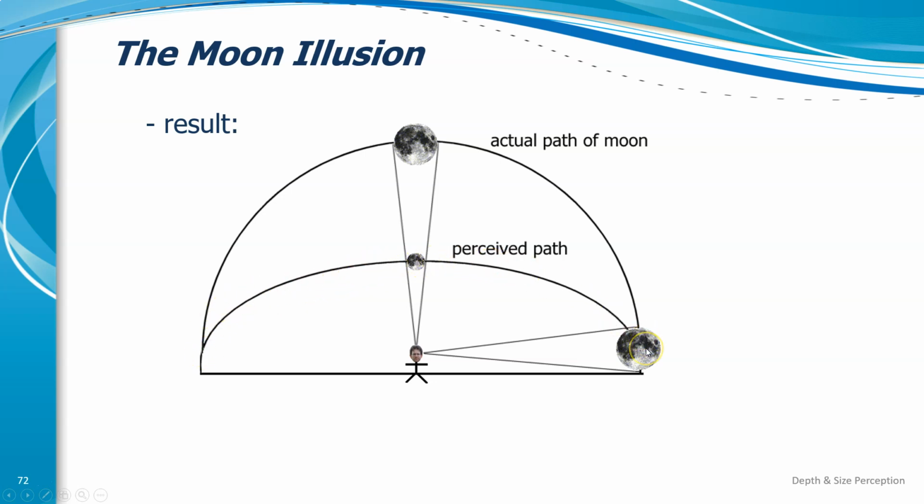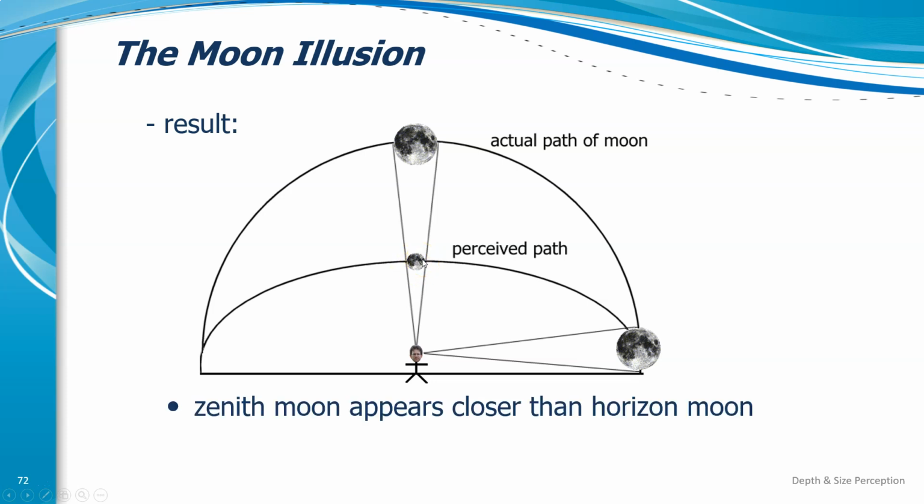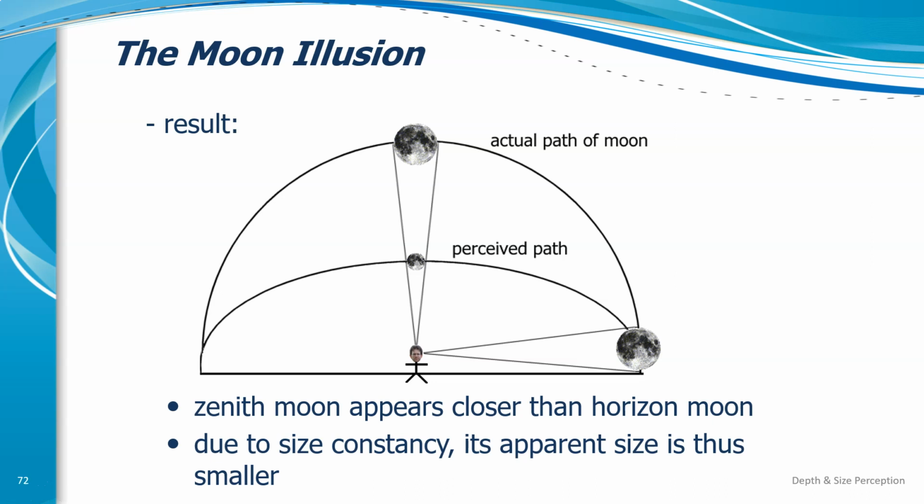Now at the horizon, it turns out we're actually accurate. We perceive it to be far away. It's actually far away. The problem arrives here when the moon is at its zenith. We believe the moon to be closer, so we perceive it to be smaller. Once again, size constancy has kicked in. Now, this is not a full explanation because it doesn't account for why we believe the moon to be closer when it's directly above us.